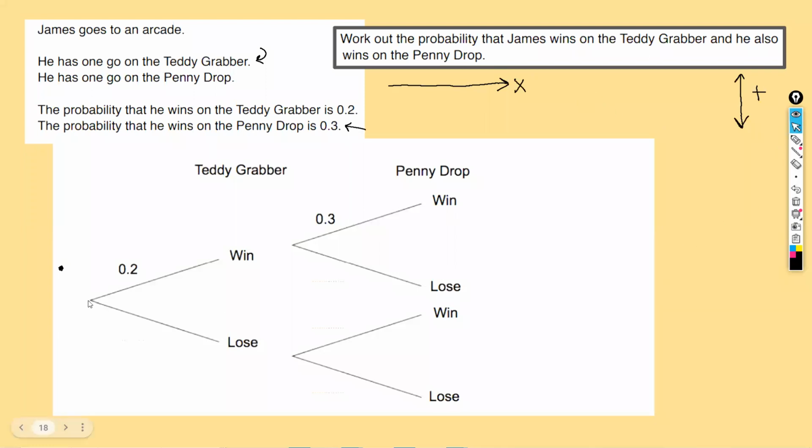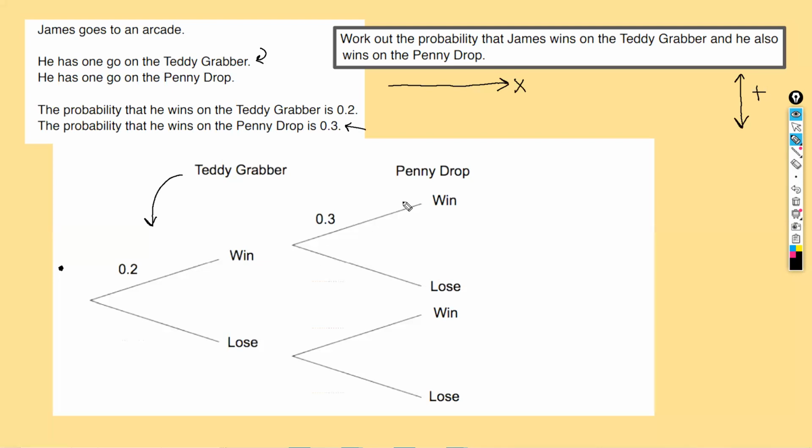Tree diagrams are called tree diagrams because if you look at it, these are like branches, and you have a branch here and then this branch would split up into two more branches. Probability trees help us to visualize all the different possible scenarios in a situation. For example, when you play the first game, they're assuming that this first branch here represents the teddy grabber. When you're playing this game, it's either you win or you could lose. So let's say you win. After you win that game and you go to the next game, which is the penny drop, two things can happen again.